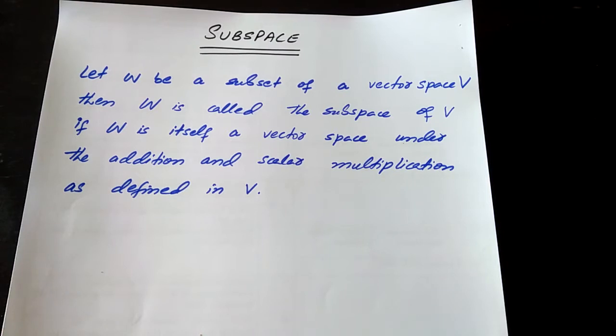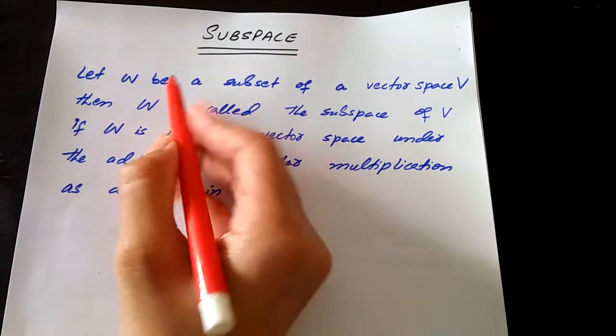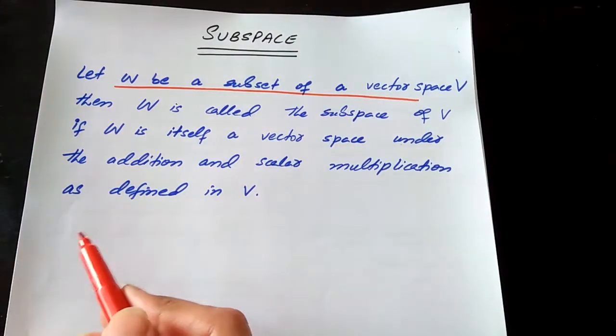If it is not a subset of a vector space, then we will say that since it is not a subset of a vector space V, this is not a subspace. So for proving the subspace, the necessary condition is that W, the given set, must be a subset of a vector space. The first important thing is that W is a subset of a vector space V.